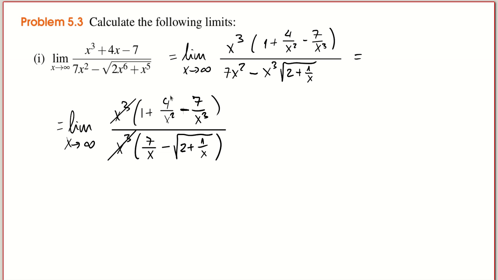But this is straightforward, because as I said, this goes to 0, this goes to 0, this goes to 0, and so does this. So the limit of the numerator is 1, and the limit of the denominator is minus the square root of 2. So the limit of this expression is minus 1 over the square root of 2.